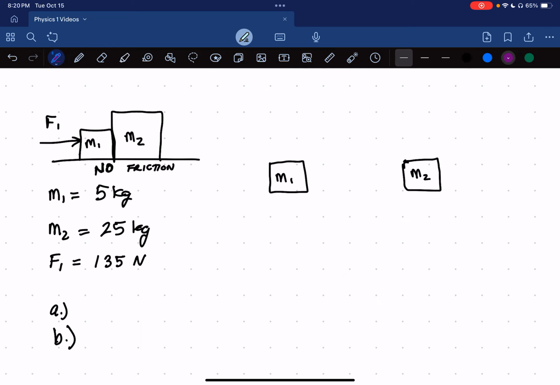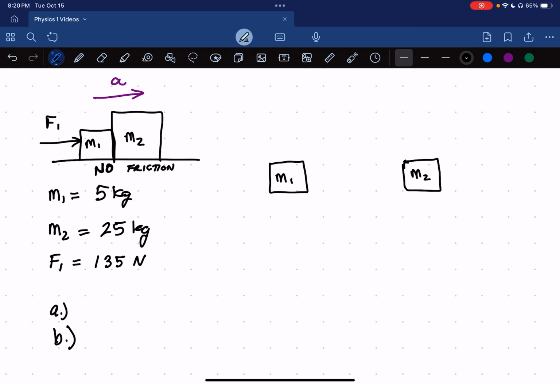There is going to be acceleration. Because there's no friction, these things will accelerate, and they're going to accelerate together. Mass 1 is 5 kilograms, mass 2 is 25 kilograms, and the force F1 is 135 newtons. So go ahead and pause the video and write what you think are the free body diagrams for these two objects. And when you're ready, we'll go ahead and continue.